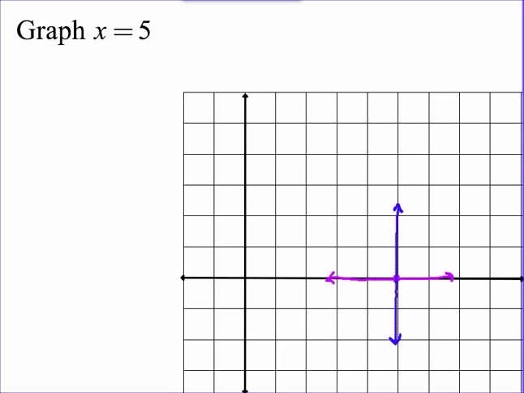So this is the question. Let's go to the purple line. At this point, what does x equal? 4. Does that equal 5? No. So obviously the purple line doesn't work, so let's look at the blue line. At the blue line, does x equal 5 right here? Yes. Does x equal 5 right here? Yep. Here? Yep. So x always equals 5. So when you have x equals, you will always get a vertical line. So let's look at another one.